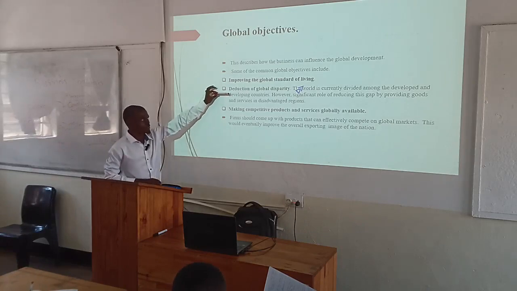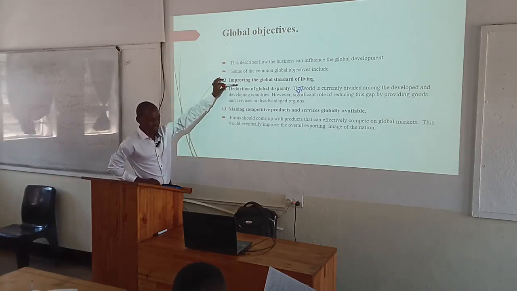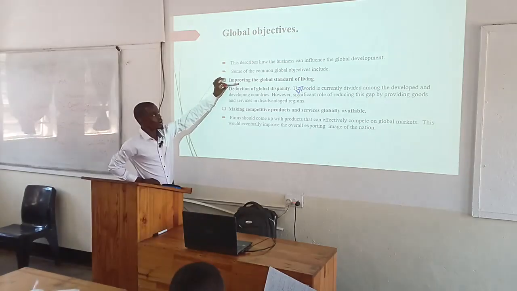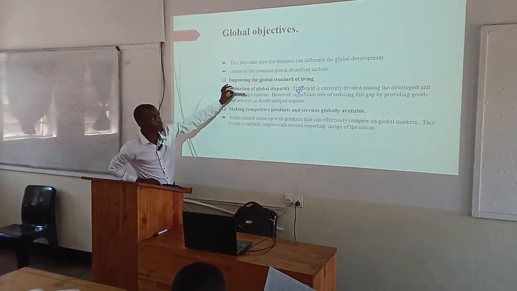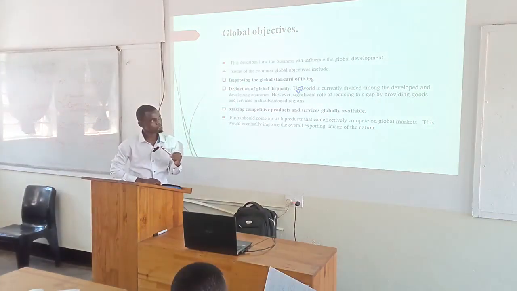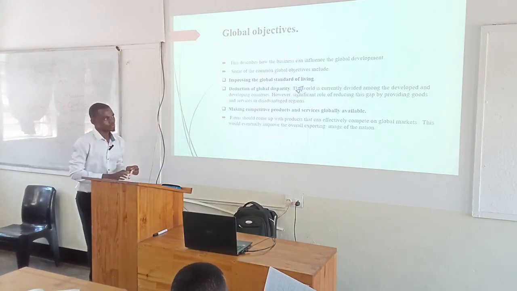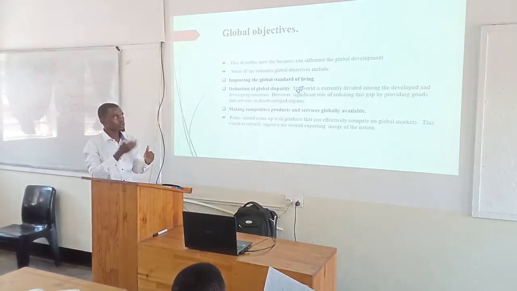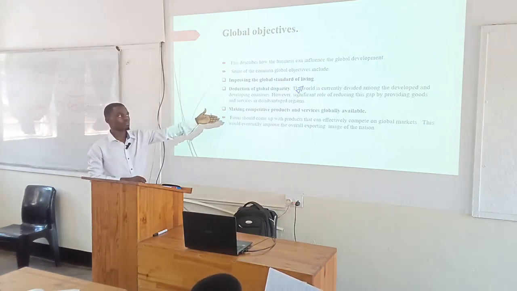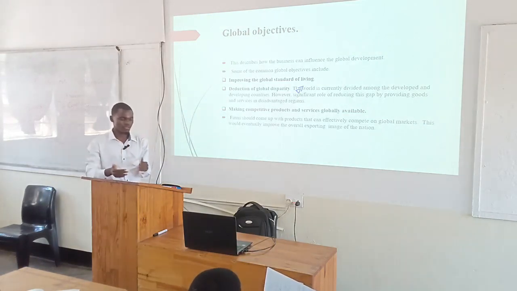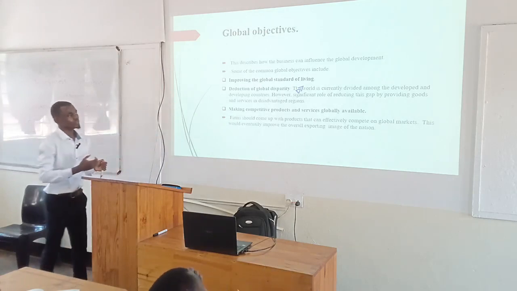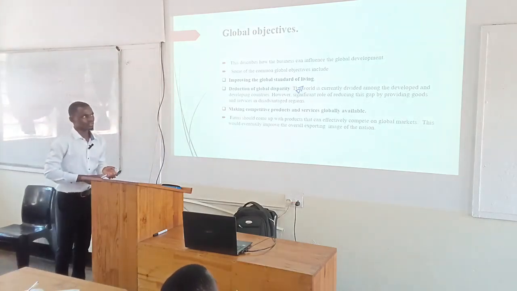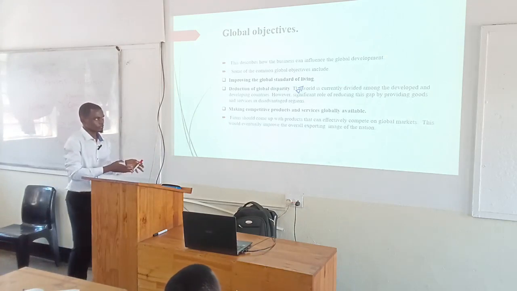Some of the objectives within global objectives of an organization. One, we want to improve the global standard of living. In the world, the standard of living is not the same. For example, the standard of living for Malawians is not the same as the standard of living for the Americans. So there's a difference in standard of living.